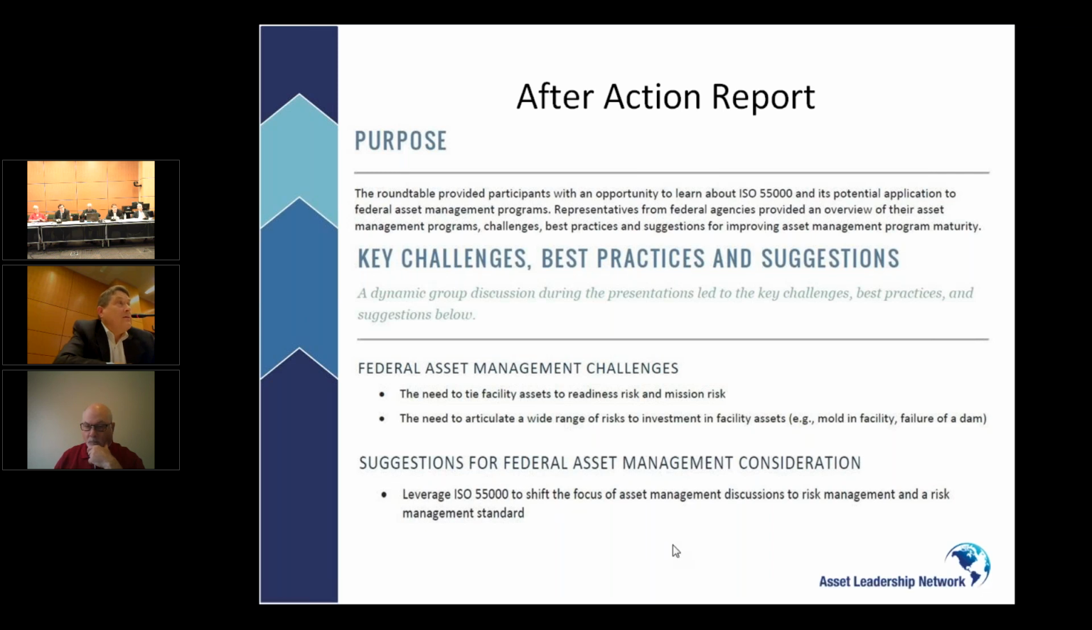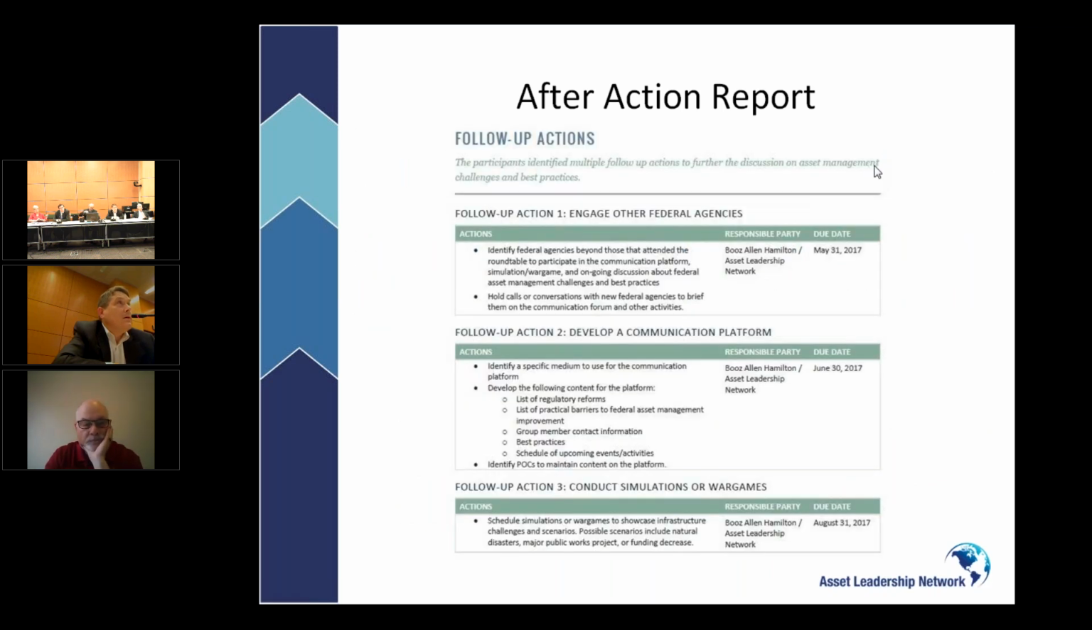If you go to the next slide, it's an eye chart, but I really wanted to focus on this piece of the after action report. This is essentially the follow-up actions. So we asked ourselves, well, what's next? We brought the federal family together, at least 6 out of the 22, and we invited several others, and there was definitely a consensus that we needed to engage other federal agencies in this, very deliberate, intentional sharing of challenges, best practices, what's working, what's not working. So that was the first action. So we're going to be reaching out and have been reaching out to other federal agencies, make them aware of the report, and also make them aware of some next steps.